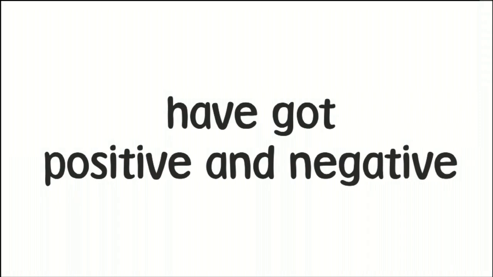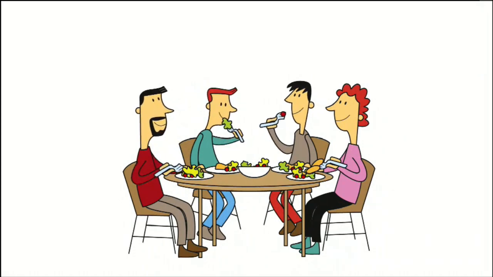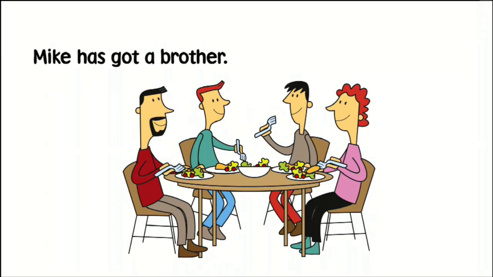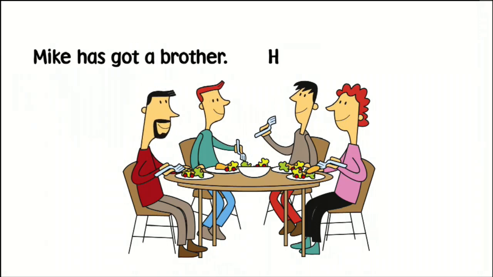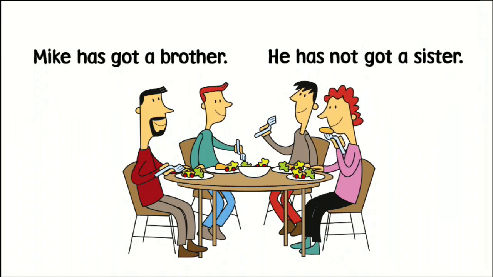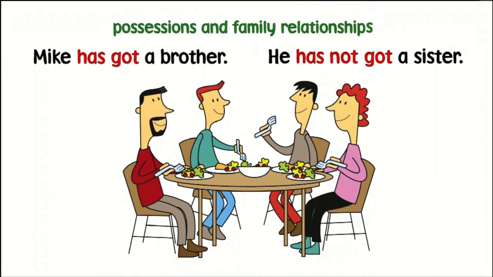Have got, positive and negative. Mike has got a brother. He has not got a sister. We use have got to talk about possessions and family relationships.